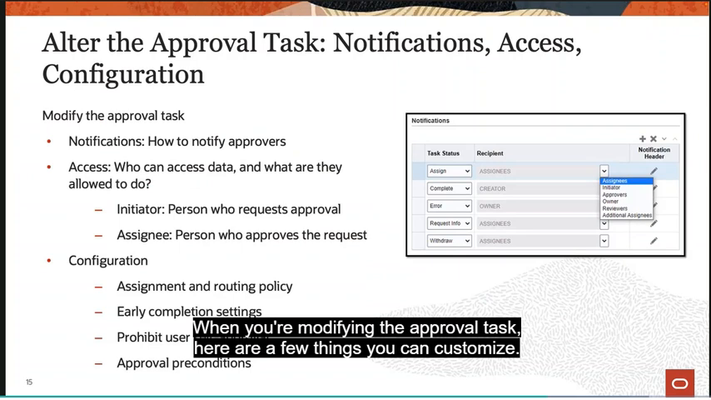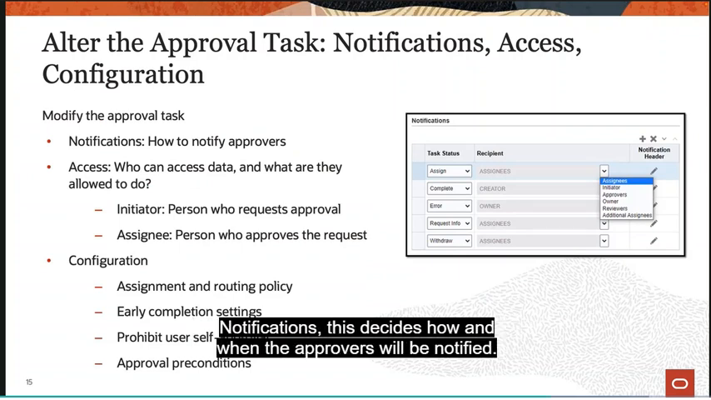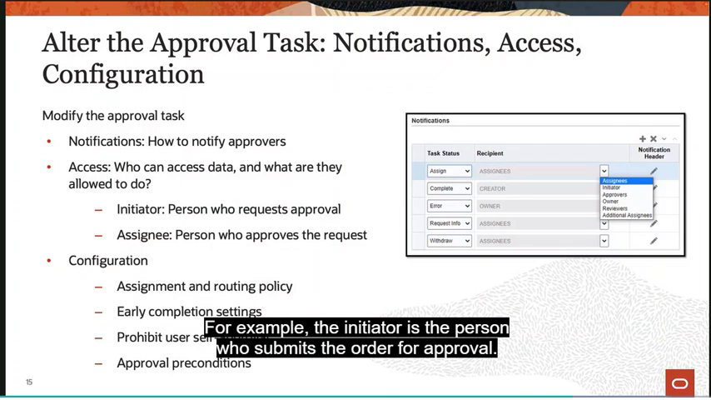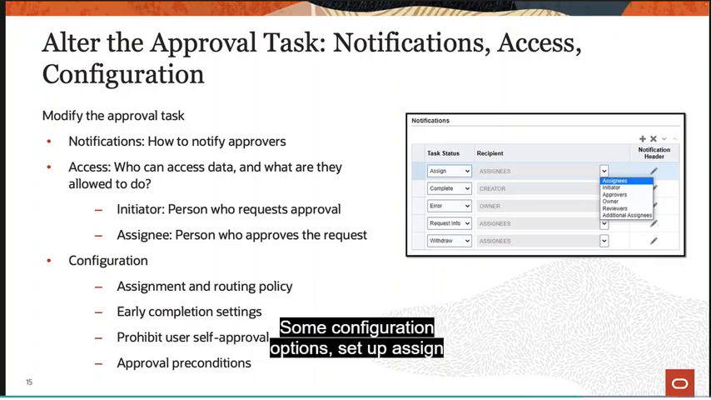When you're modifying the approval task, here are a few things you can customize. Notifications. This decides how and when the approvers will be notified. Access. This sets who can see the data and what actions each person is allowed to take. For example, the initiator is the person who submits the order for approval. The assignee is the person who reviews and approves or rejects the request.